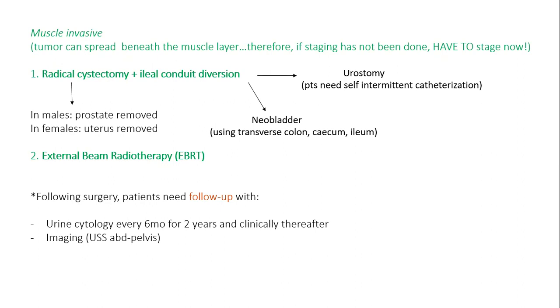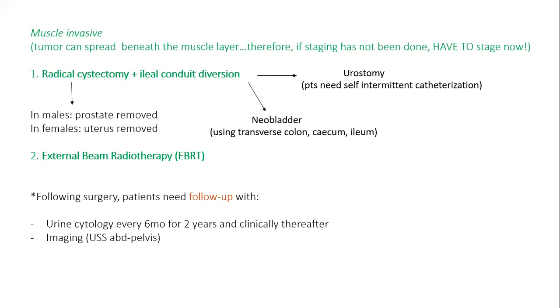And here, there are only two things. One is the radical cystectomy with ileal conduit diversion. Radical cystectomy, like the word radical appears here, means in males you remove the prostate as well. In females, you remove the uterus as well. Okay. And ileal conduit diversion means, we are basically removing the bladder, right? So now the patient does not have a bladder. You lose the purpose of the bladder.